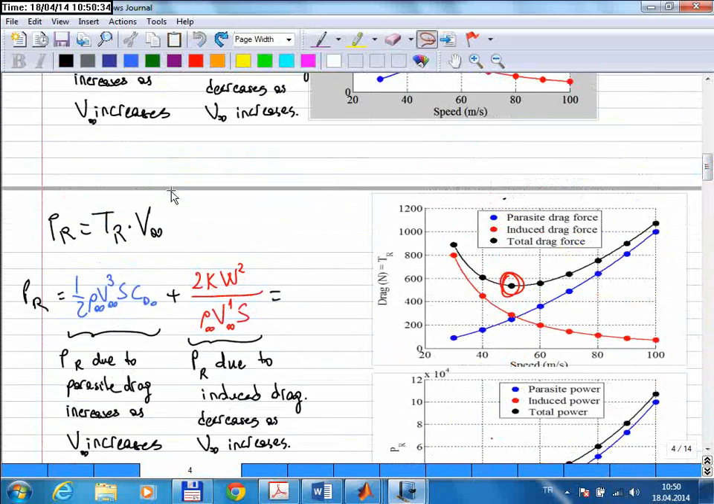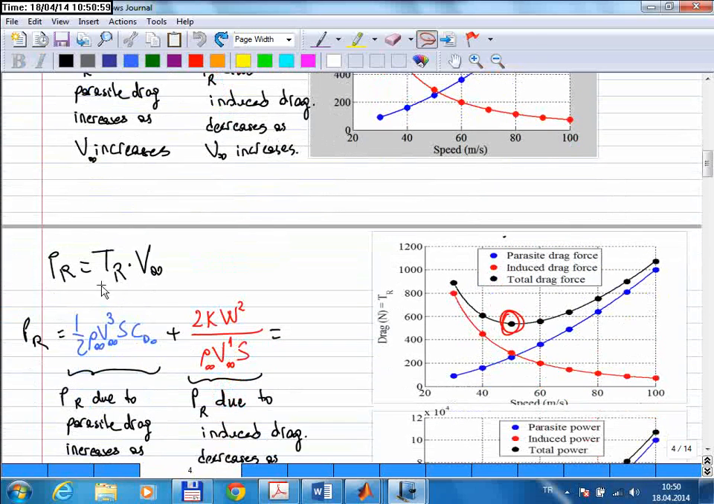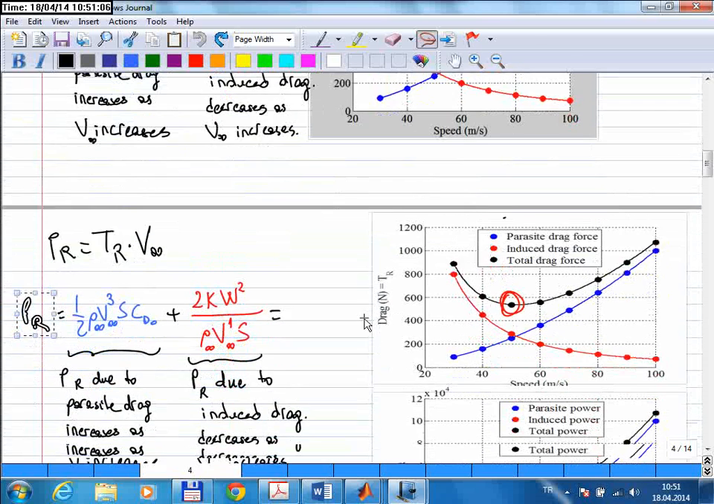We just use the drag equation, and in the drag equation we have the drag coefficient. But drag coefficient is a function of lift coefficient. For the lift coefficient, we use the weight is equal to lift equation, and then the weight of the aircraft is included in this equation. By the way, this is the equation for power. Anyway, at every speed, the aircraft requires a different thrust value, and there's a different power value associated with that.